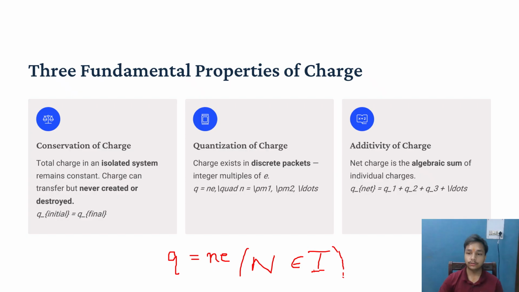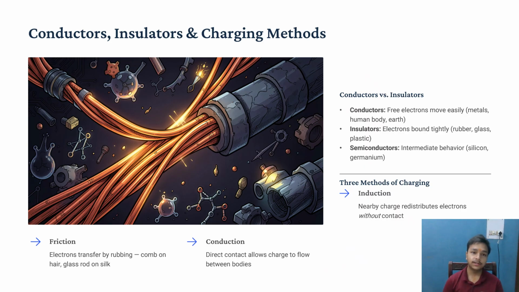Okay, let's move on. Now we are going to discuss conductors, insulators, and the charging methods. So what are conductors first of all? In conductors, the electrons are free to move, such as in metals, the human body, and this planet Earth. Whereas in insulators, the electrons are bound tightly, such as in materials like rubber, glass, and plastic. Semiconductors exhibit intermediate behavior. You will have a separate chapter on semiconductors where you will discuss silicon and germanium in detail and how semiconductors possess intermediate behavior.